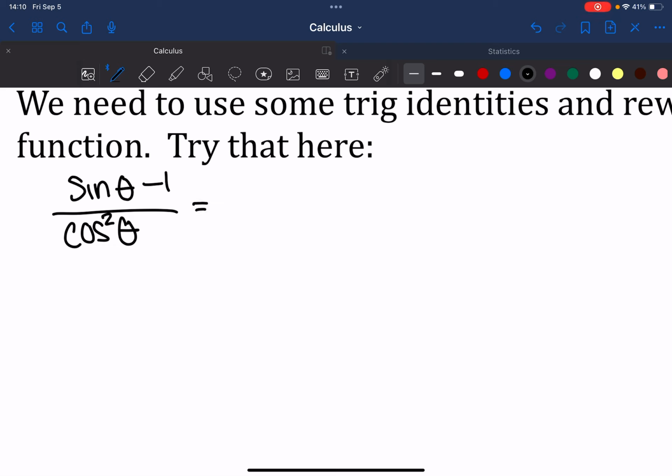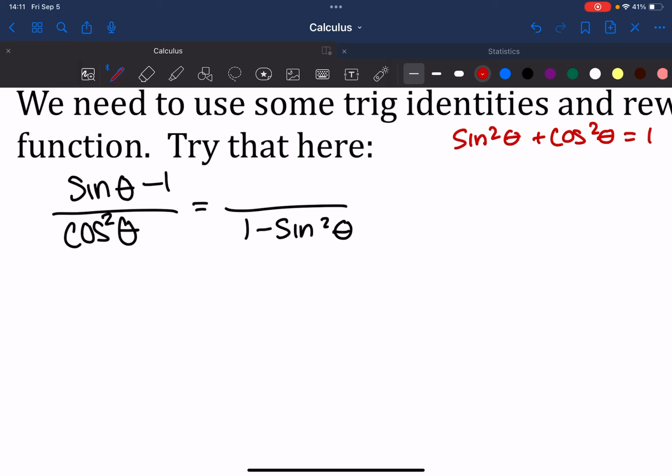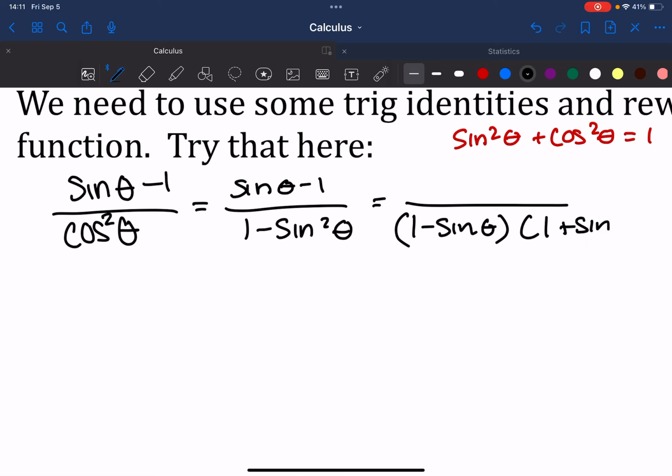Well, I know that I can rewrite cosine squared theta as 1 minus sine squared theta, because by the trig identity, sine squared theta plus cosine squared theta equals 1. And then I'm just going to leave the numerator the same for now. Well, I can actually factor 1 minus sine squared theta, and I could have that be 1 minus sine theta over 1 plus sine theta.